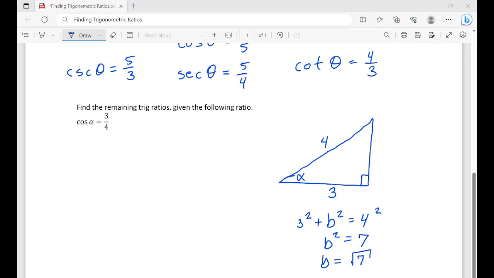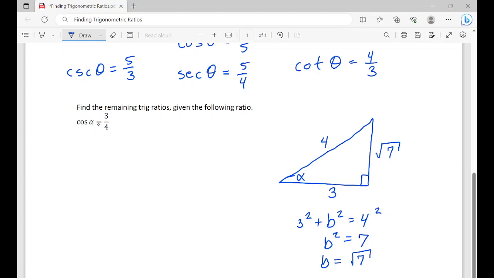Now typically you would have plus or minus when you take a square root, but since we're dealing with lengths, we only want the positive length. So the opposite side is root 7. Now I can find the rest of my trig ratios.